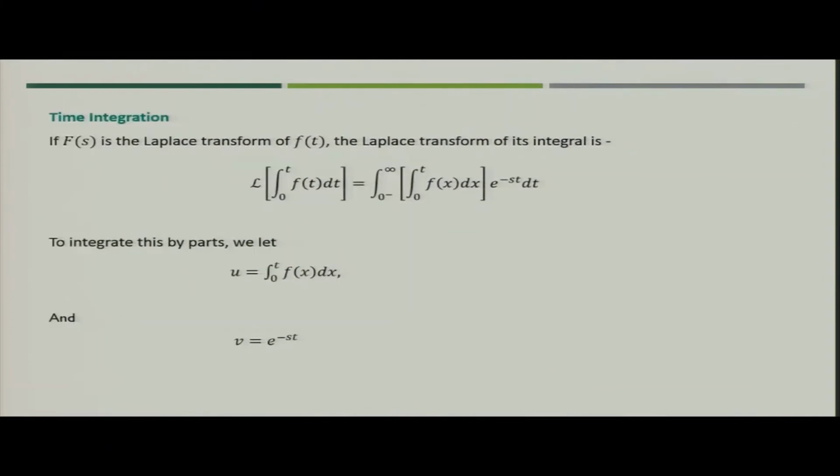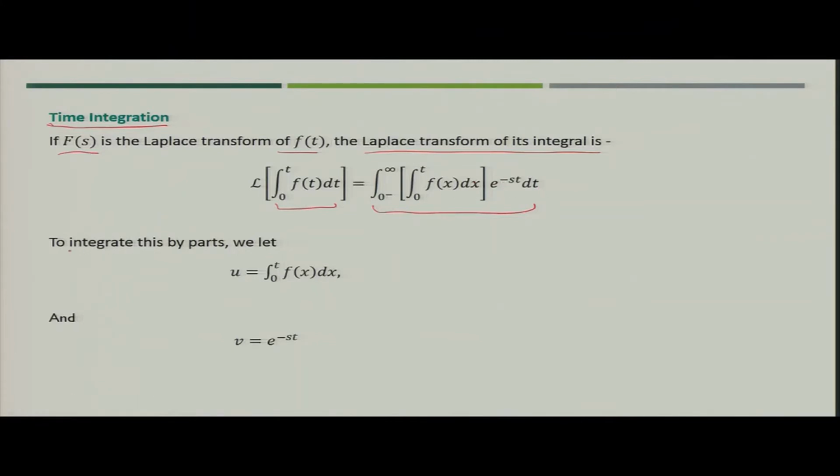Now, let us talk about the time integration. Now, if F(s) is the Laplace transform of f(t), then the Laplace transform of its integral. So, let us take the function that is now the integral of f(t) dt. So, when you use the standard definition of Laplace transform, this will be the integration between 0 to infinity, then the function is here 0 to t integral f(x) dx, multiplied by e to the power minus st dt.